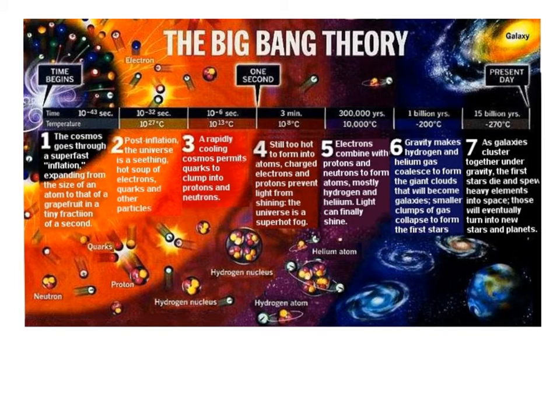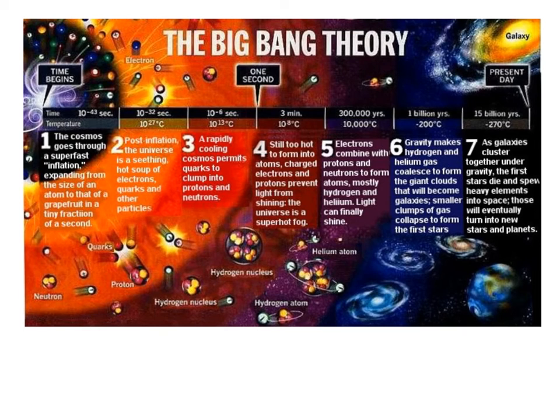In the next 3 minutes, it's still too hot to form into atoms, but these charged electrons and protons prevent light from shining, and the universe is a super hot, kind of foggy looking environment. In the next 300,000 years, electrons are combined with protons and neutrons to form atoms, and this is going to be mostly hydrogen and helium. And it's here that we can actually now see light shining. So it takes about 300,000 years for that to occur.